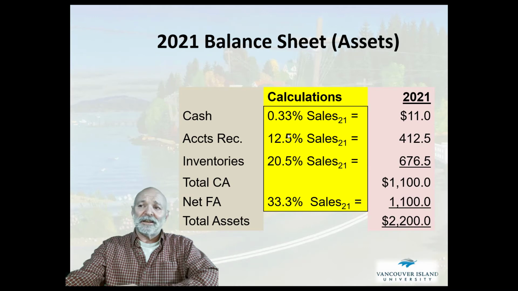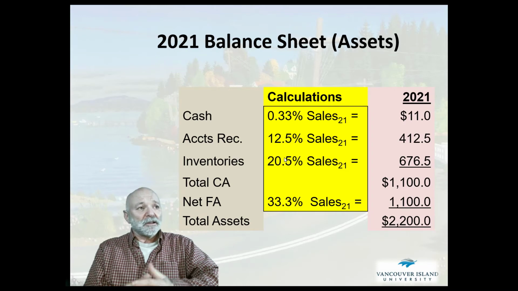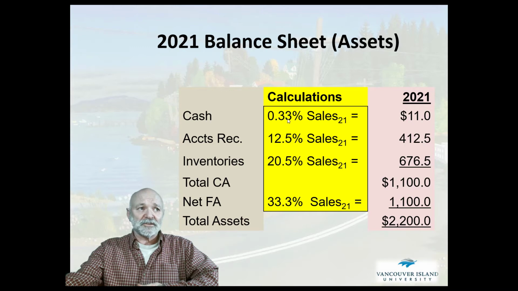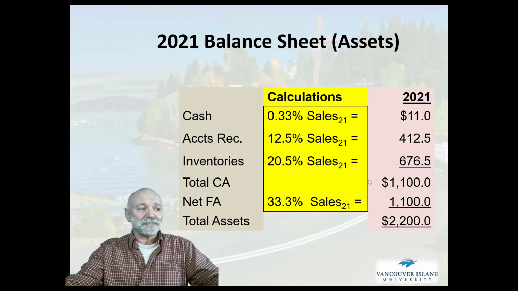Now, our balance sheet is going to require two sets of calculations, the assets and the liabilities. So to start with, we said that our cash was going to be 1/3% of our forecast sales. So 0.33 times $3,300,000 is $11,000. 12.5% of our forecast sales gives us account receivables of $412.5. 20.5% of our forecast sales is $677 million. Now, our total current assets then, the sum of all of these is $1.1 million.